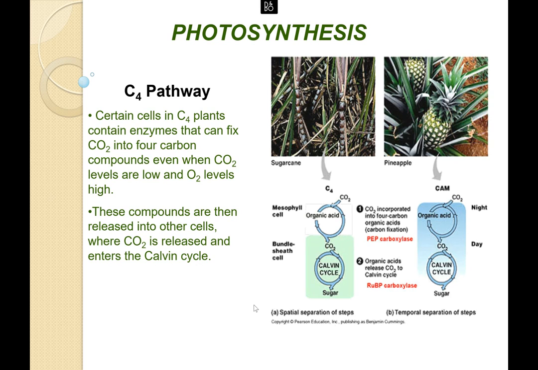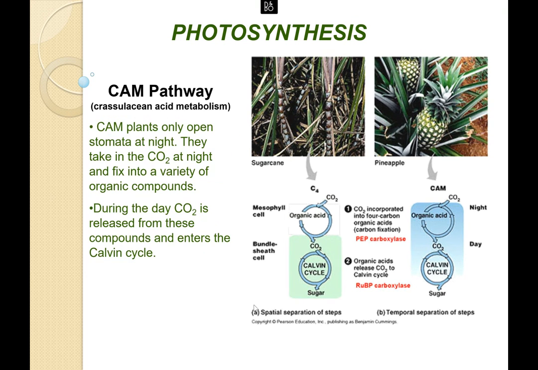Instead of making G3P, right, which is a 3 carbon compound, this will end up making a 4 carbon compound, which will then end up going into the Calvin cycle. And the CAM pathway, crassulacean acid metabolism. These are true desert plants. They'll only open their stomata at night, so they'll only do gas exchange at night in order to prevent water loss in hot conditions, dry conditions.